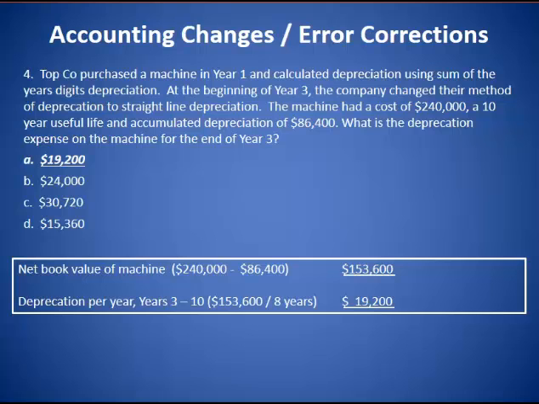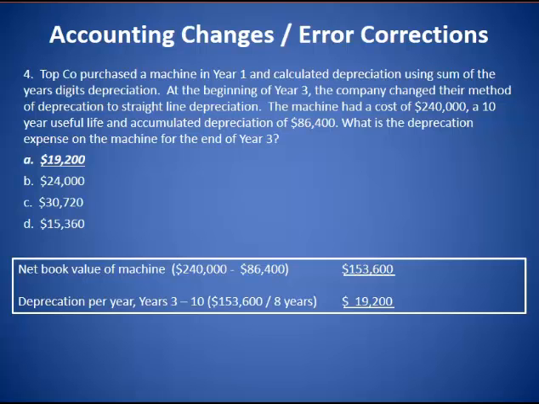Okay, the answer to question number 4. What is the depreciation expense on the machine for the end of year 3? And the answer in this case is A, $19,200. The net book value of the machine at the beginning of year 3 was $153,600, which is the cost of our machine of $240,000 minus the $86,400 of accumulated depreciation.